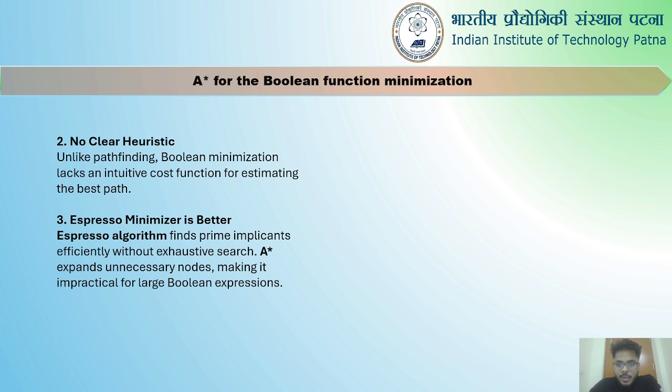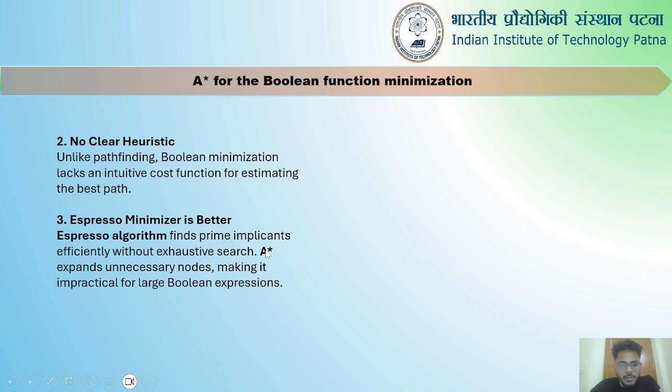So this is basically the continuation of the previous slide, in which we say that A-star struggles with Boolean minimization because it lacks a well-defined heuristic function for this type of problem. The algorithm expands many unnecessary nodes, leading to excessive computation. In contrast, Espresso efficiently identifies prime implicants without exploring all possible solutions. This makes Espresso a more practical choice for minimizing logic functions in circuit design and digital computing.